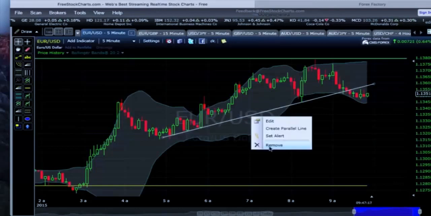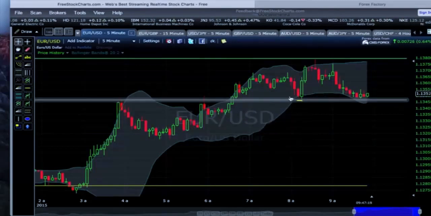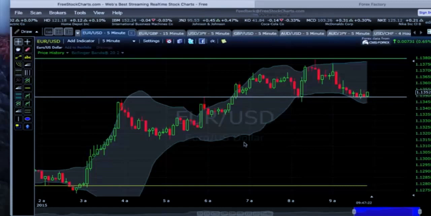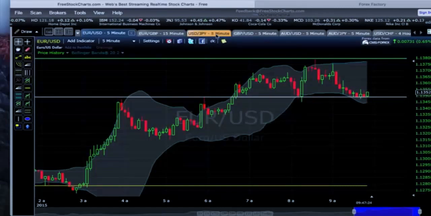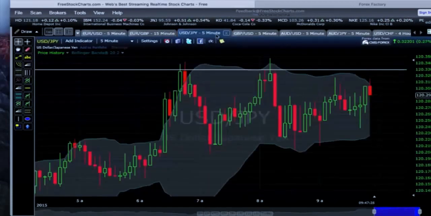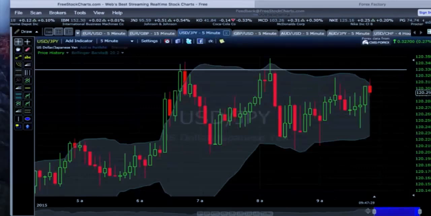Because I think it's going to come at least, and look at USD JPY on a 5-minute. So they're both together.